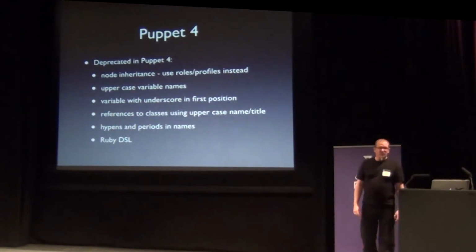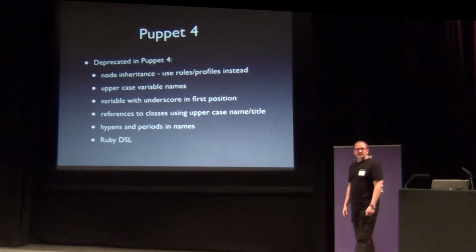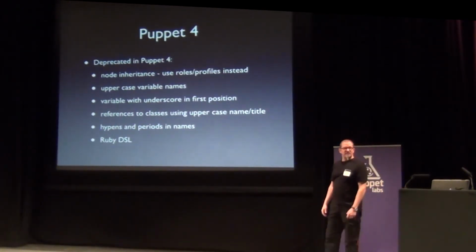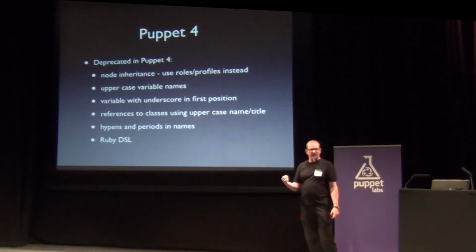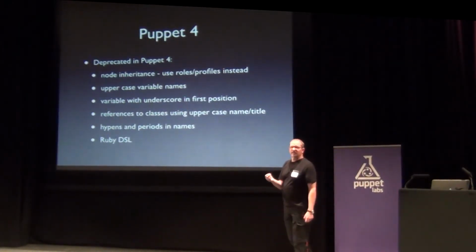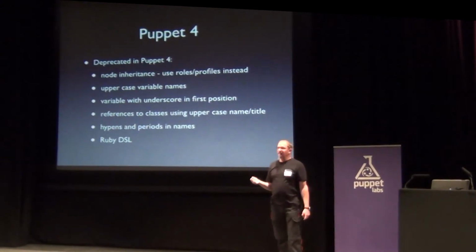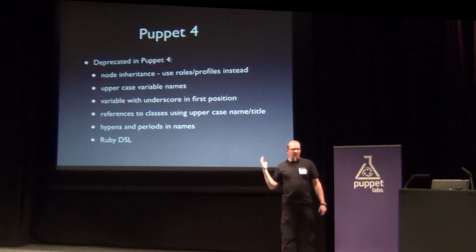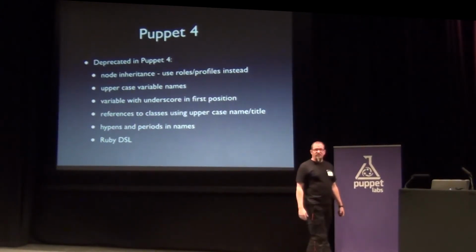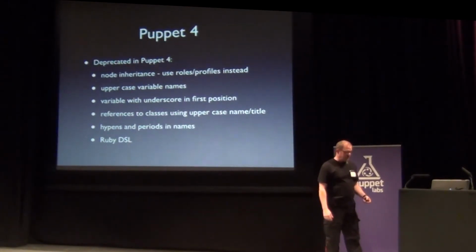Hyphens and periods in names will vanish, and in case someone has written Puppet manifests directly in Ruby, not with the .pp file ending but the .rb file ending, please rewrite your code. The Ruby DSL stuff will vanish from Puppet when it comes to Puppet version 4.